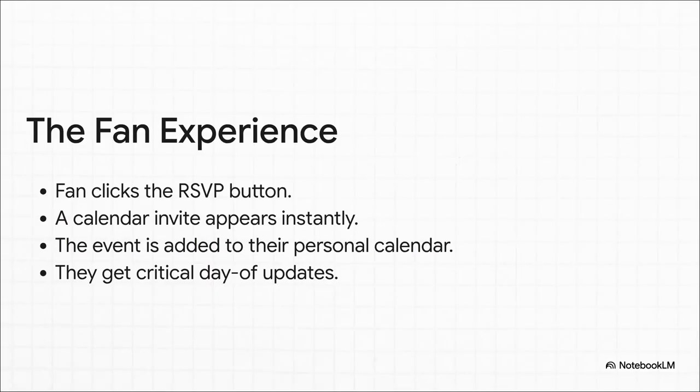So what happens next is beautiful. Zach clicks the button. Instantly, a calendar invite pops up, already filled out with all the details. One more click to confirm, and that's it. The event is now officially on his personal calendar. And here's the best part. Now Mandy can even send him critical day of updates directly to that calendar event, like, say, the secret booth number for that free jersey.